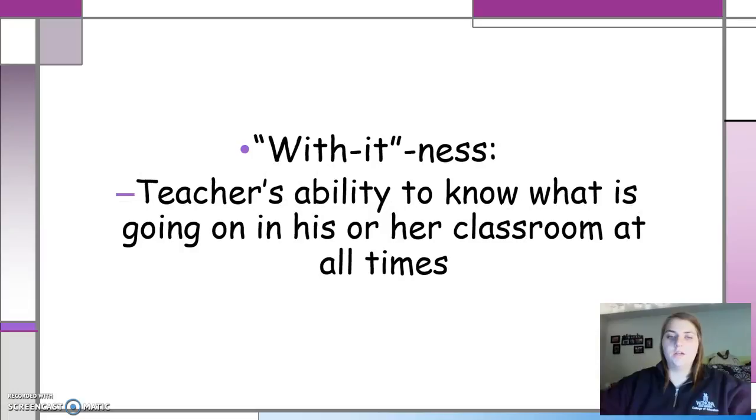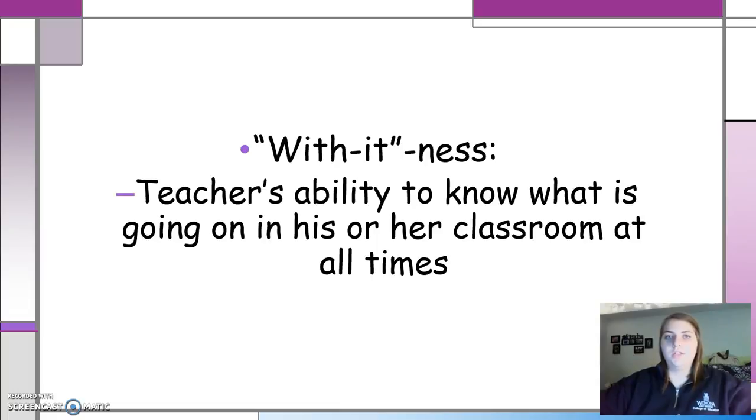And then lastly, this last term is actually from our book. Withitness is the teacher's ability to know what is going on in his or her classroom at all times. And I think this should really be a skill that all teachers have. Being able to know what's going on in your classroom as a whole rather than just in small groups is really important, especially if the students are working independently or in groups of 2 or 3.